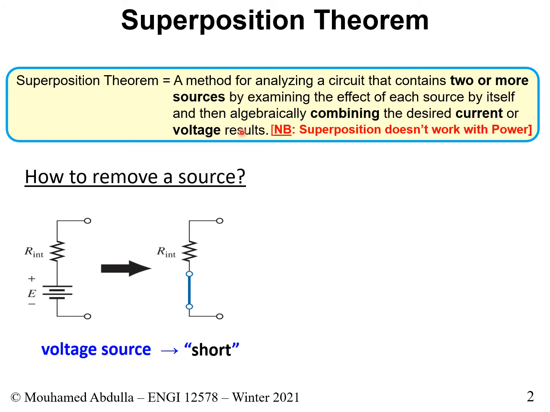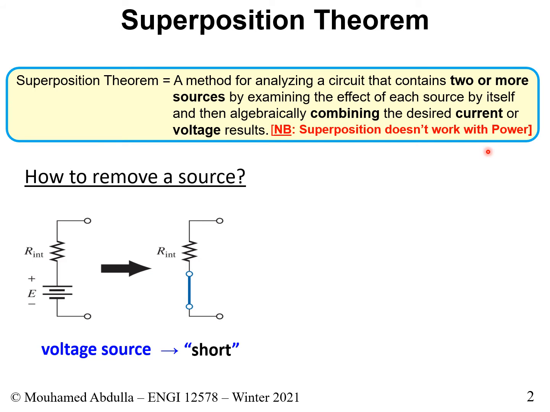Superposition theorem can be summed up in the following sentence that I wrote here. It is a method for analyzing a circuit that contains two or more sources by examining the effect of each source by itself and then algebraically combining the desired current or voltage results. One thing to pay attention to is that superposition only works when you're trying to find a specific current or a specific voltage somewhere in your circuit. It does not work when you want to find the specific power dissipated somewhere in your circuit. So superposition and power are completely a no-go. They only work with currents and voltages.